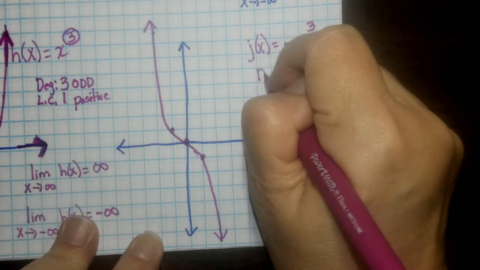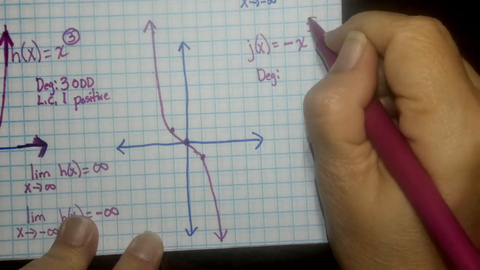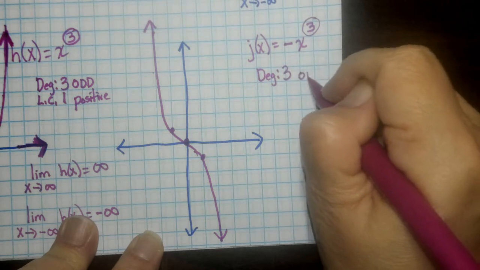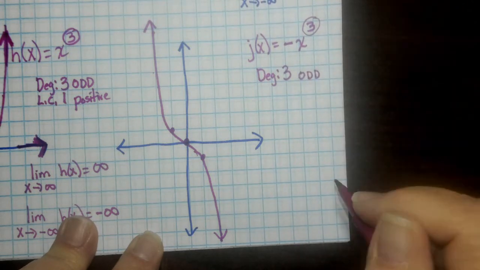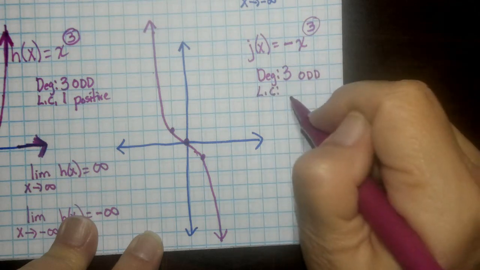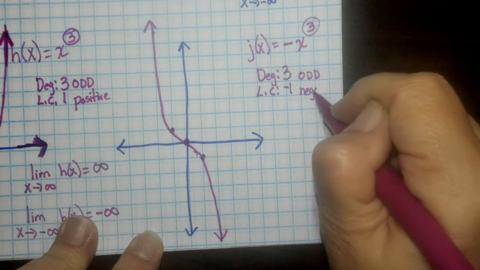So what's my degree? The degree is 3. 3 is an odd number. What's my leading coefficient? Negative 1, which is a negative number.